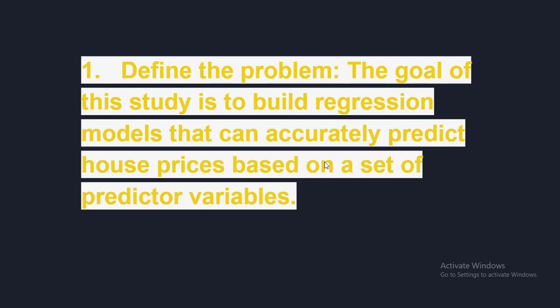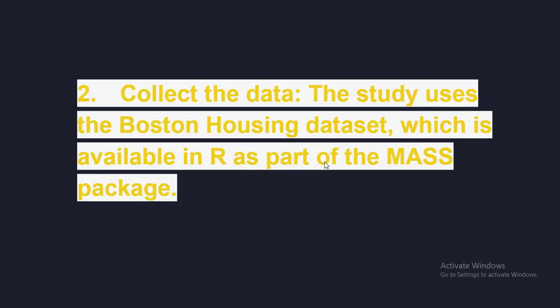To achieve this goal, we also need to identify the predictive variables that are most strongly related to house prices. In the case of the Boston housing dataset, these predictive variables might include things like the crime rate in the neighborhood, the average number of rooms per dwelling, the distance to employment centers, and so on. Once we have identified the problem and the relevant predictive variables, then we can proceed with the next step, which is to collect the data.